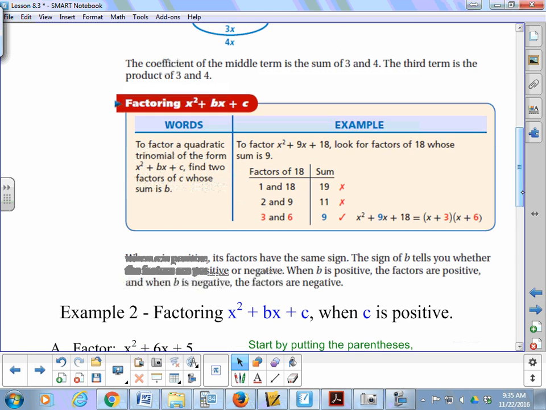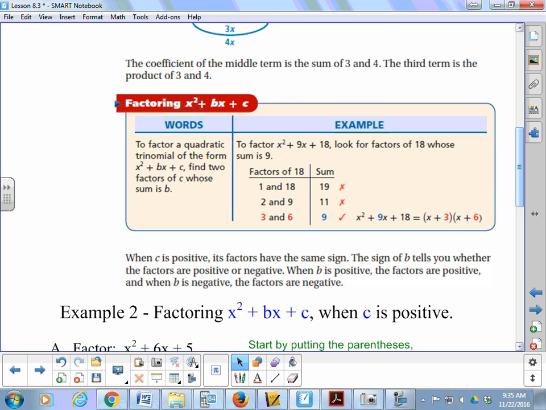And so we can actually make a table to do this, and we're going to set this table up so that it'll help us with this factoring. Right? So to factor quadratic trinomial form x squared plus bx plus c, we want to find the factors of c whose sum is b. So I'm going to make a little t-chart to help us to do this. So we're going to write the factors of that number, find the sum of them, and see which ones actually work. Right?